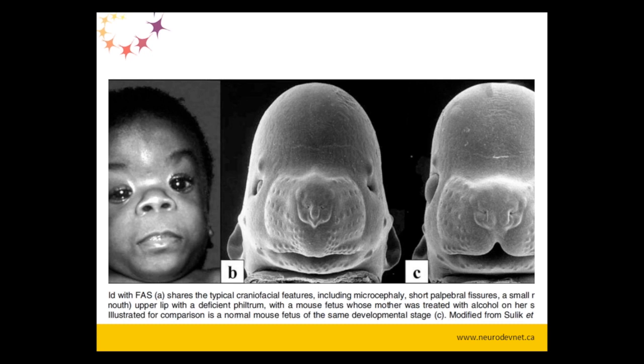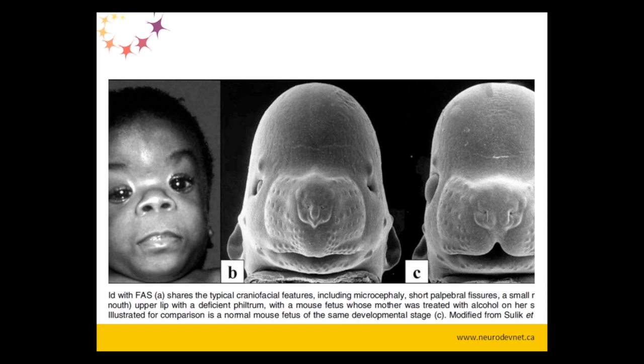This is just showing the same thing in detail: a child with fetal alcohol syndrome shares typical craniofacial features, including a smaller head, short palpebral fissures, a thinning of the upper lip, and an indistinct philtrum. Again, it's showing that we can recreate the human situation in an animal model where we have much more control over the drug exposure.